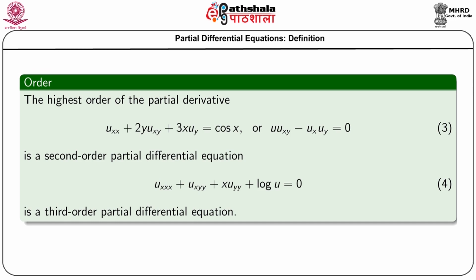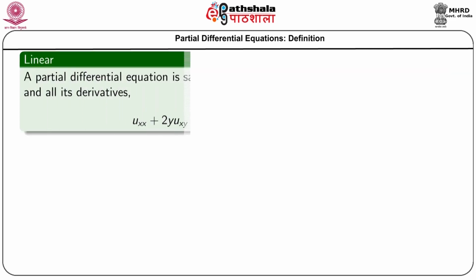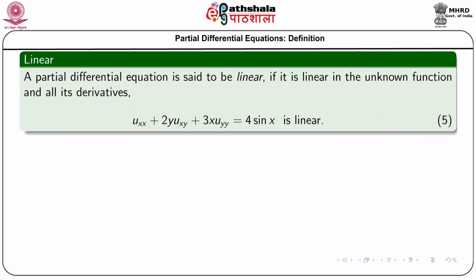Now, if we observe equation number 4, the highest order partial derivative present in this equation is 3. So, this is an example of a third order partial differential equation. Now, according to complexity in a partial differential equation, we can categorize a partial differential equation into 4 categories. The simplest one is the linear partial differential equation.